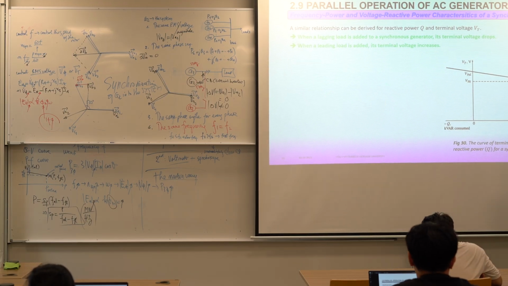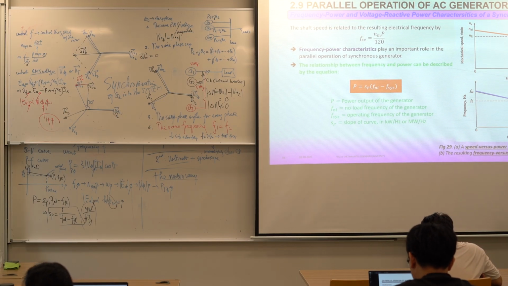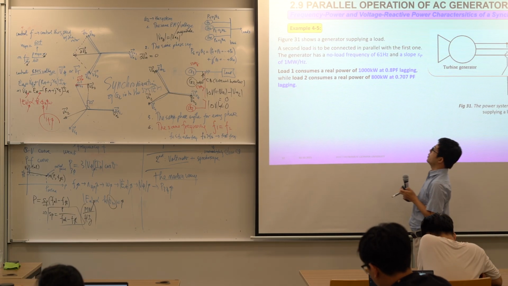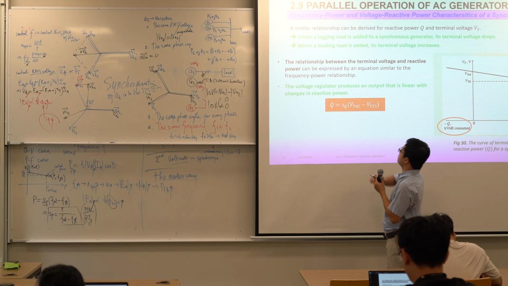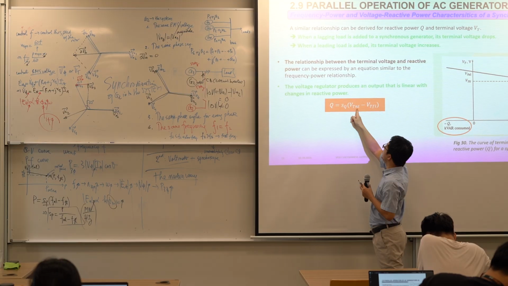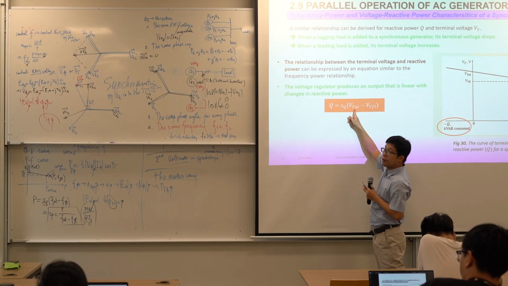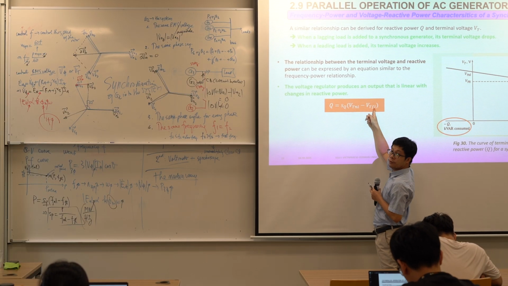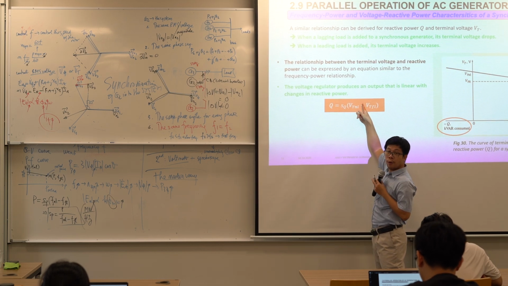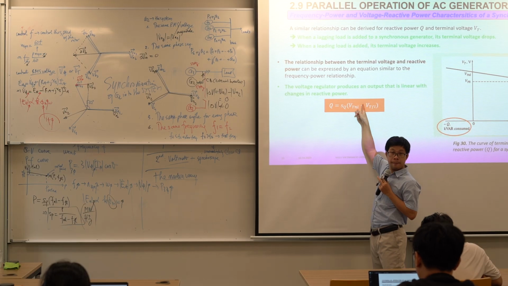And similarly, we have QV. And we also get the formula. Q is S_Q times V terminal no load minus V terminal full load. Remember, terminal voltage is always line voltage.